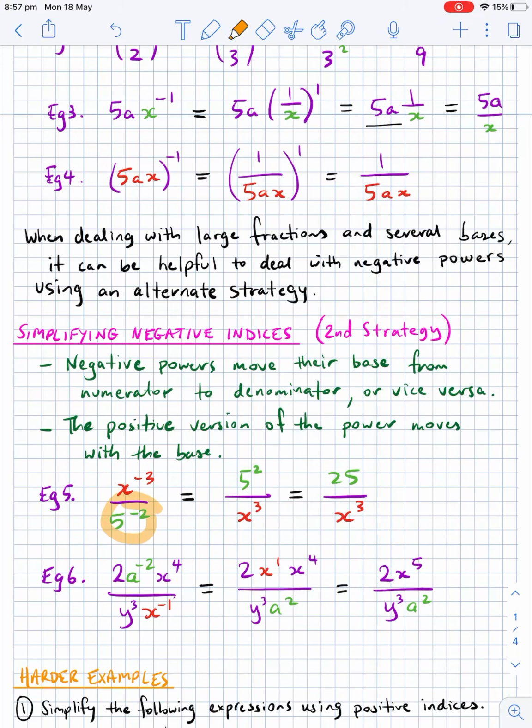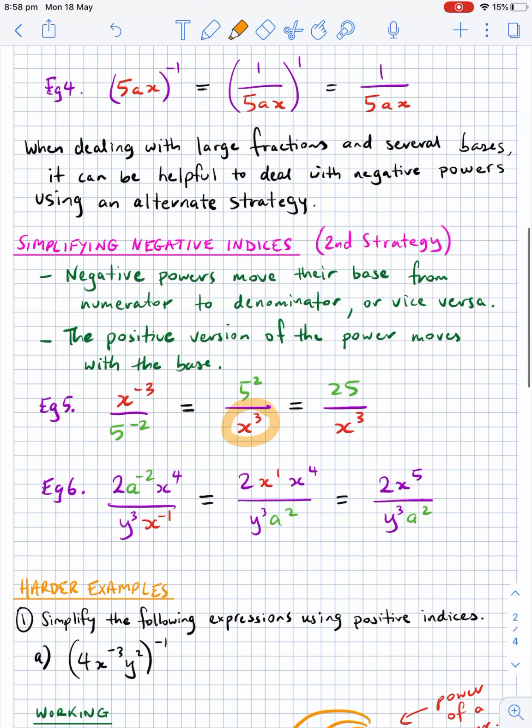And this 5 to the power of negative 2, that moves from bottom to top, and the negative power changes to its positive version. Because it's all about getting rid of these negative powers and converting them to their positive version. 5 squared makes 25, and the x to the power of 3 stays down the bottom.